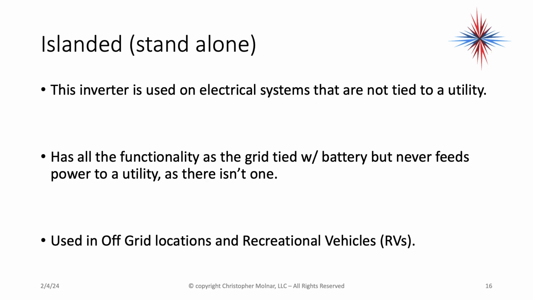The islanded inverter is used on electrical systems that are not tied to a utility. It has all the functionality of the grid-tied with battery, but it never feeds power to the utility, as there isn't one. It's used in off-grid locations and recreational vehicles and any place else where you cannot have a steady connection to a power grid.